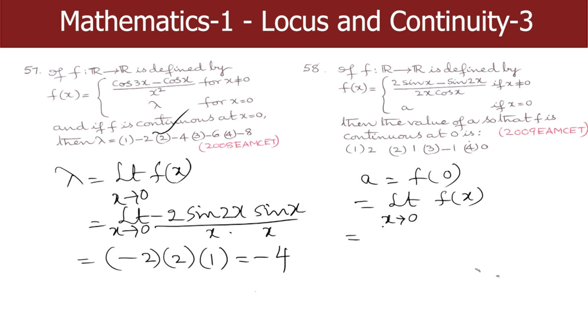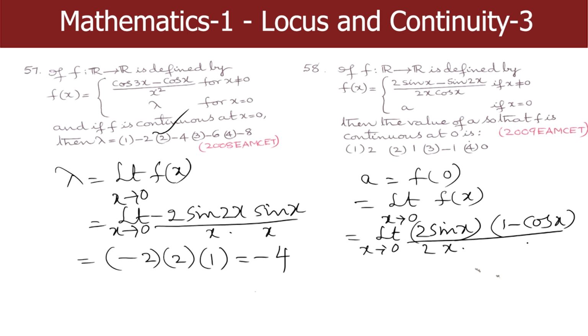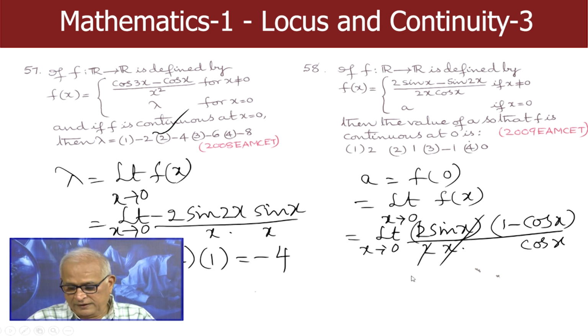ఓ పని చేద్దాం, 2 sin x కామన్ తీసేద్దాం. 2 sin x కామన్ తీసేస్తే, (1 minus cos x) by (x into 2 into cos x). ఈ 2 క్యాన్సిల్ అయిపోయింది. sin x by x has the limit 1, ఇది పోయింది. (1 minus cos x) by cos x. cos x tends to 1 as x tends to 0.